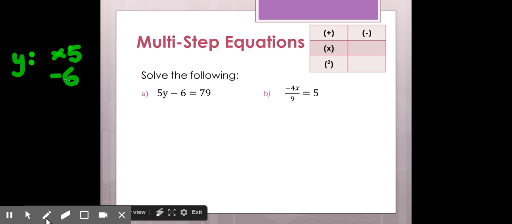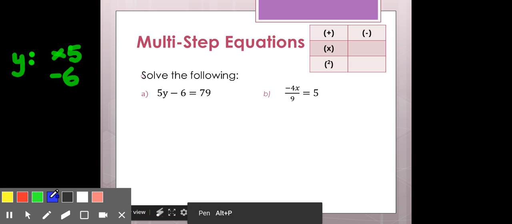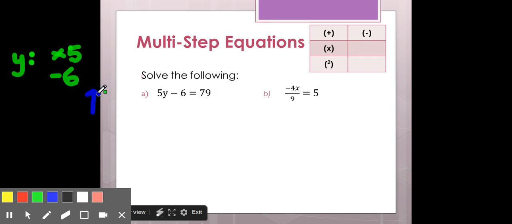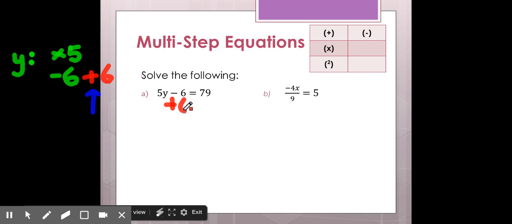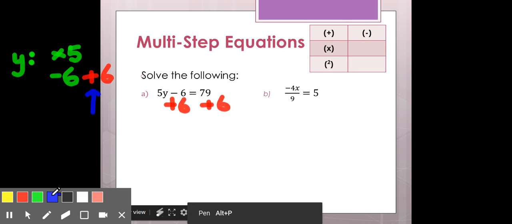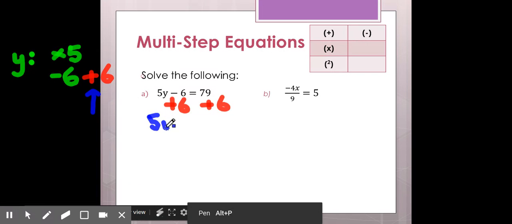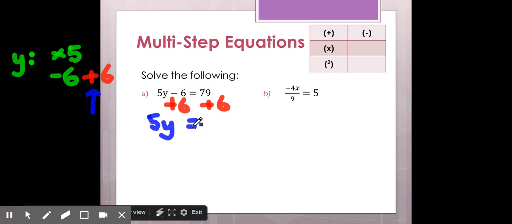Now in multi-step equations we do these things in reverse, so we're going to work in the opposite direction, okay? Which means we're going to start by adding 6 to both sides. So I'm going to add 6 to this side, which means I add 6 to this side. That's going to leave us with 5y equal to 79 plus 6, which is 85. So I've done this step.